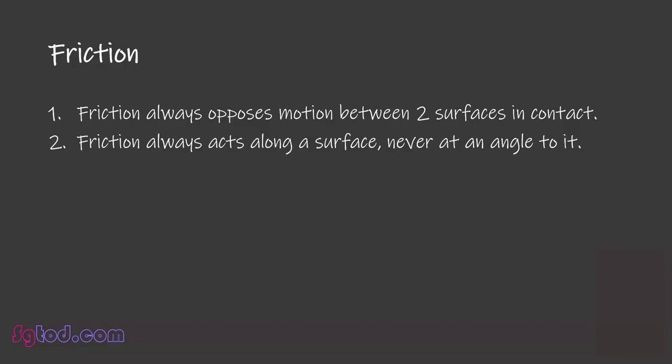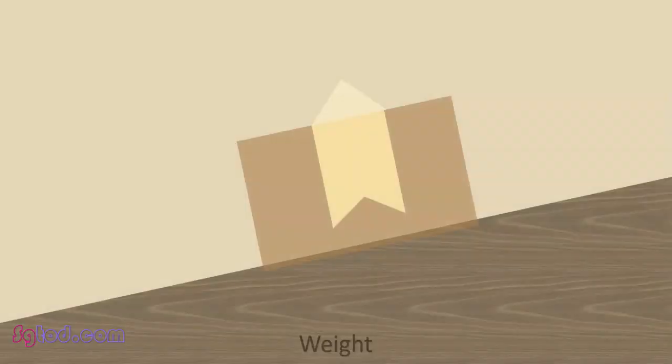So if you have an object placed on a slope, where do you think the force of friction is? According to what we have just learned, friction acts along the surface and never at an angle to it. Also, friction opposes motion. So an object on a slope will tend to slide down. The frictional force, therefore, must be along the surface and acting upwards to oppose the sliding down motion. Why is it that sometimes objects can be stationary on a slope?